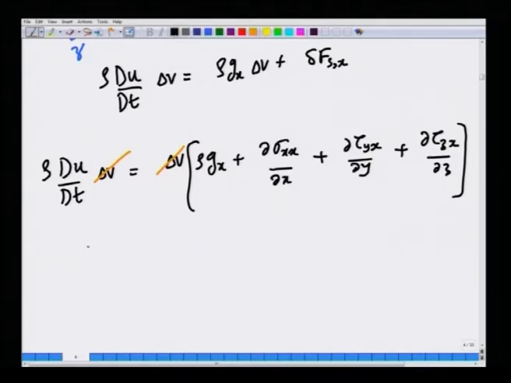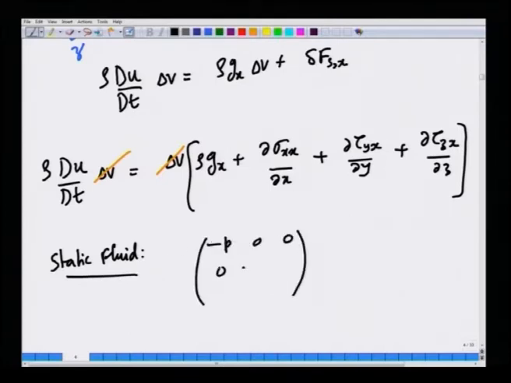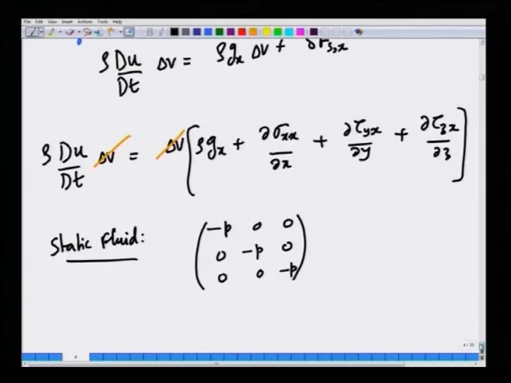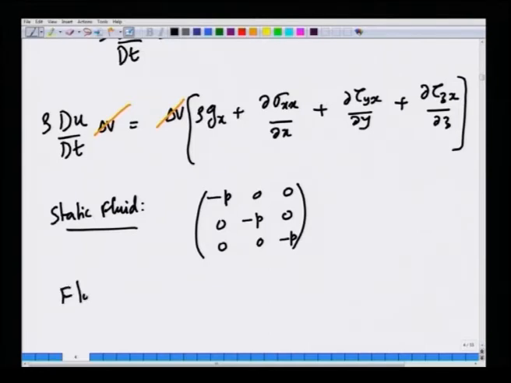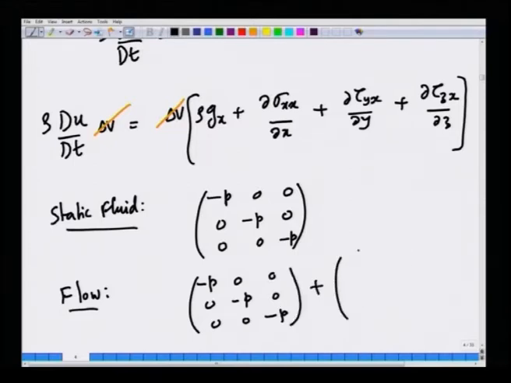Now, we also said that in a static fluid, the only force that is acting are the normal pressures. So, the stress tensor becomes, and this pressure acts inward. So, you will have a minus P. Okay. In a static fluid, the stress tensor is just this. In a flowing fluid, under flow, we want to write the stress tensor as this, which would be the case if the fluid were to be static, plus stresses that come up because of the viscous resistance of the flow of the fluid.